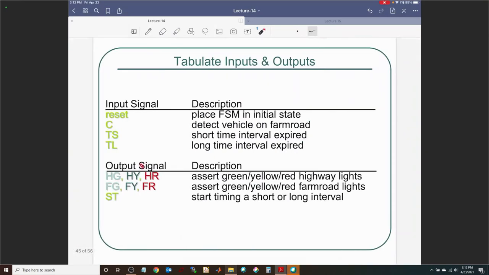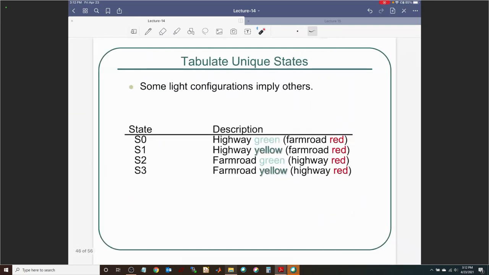All the outputs will be there for every state. Some of them will be on, some of them will be off. But you can say two active outputs per state. All right, so let's talk about S1. Well, what does S1 mean? That's a state in which the highway light is yellow for a very short duration, and during which the farm road light has to be red, and so on. So that's how we are coming up with these unique states.